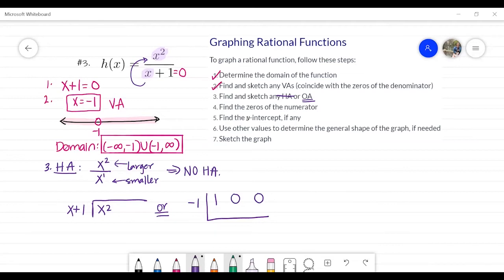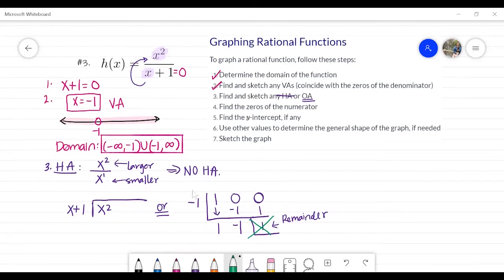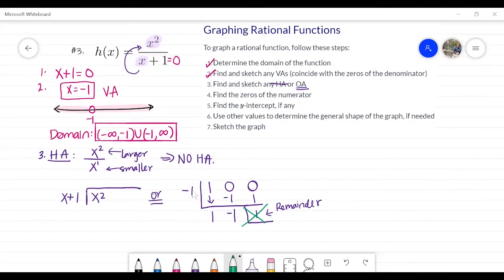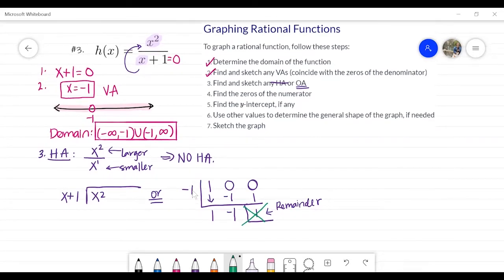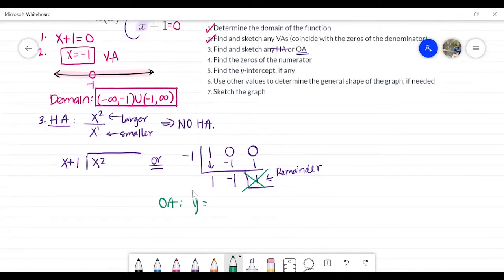So this comes down, drop the 1, right? Times -1, we add, and then times -1 again, and we add as well. But remember that this is our remainder, and we pretty much just ignore it, right? So the quotient that we're left with here, and this represents our oblique asymptote, is y equals, remember we go down a degree, so down from the squared, this becomes x minus 1. So I'm not trying to say that divides evenly or anything like that. This is just our process for finding an oblique asymptote.